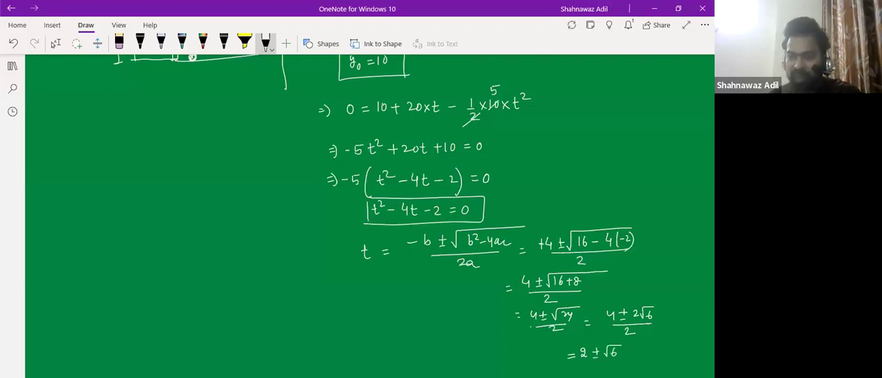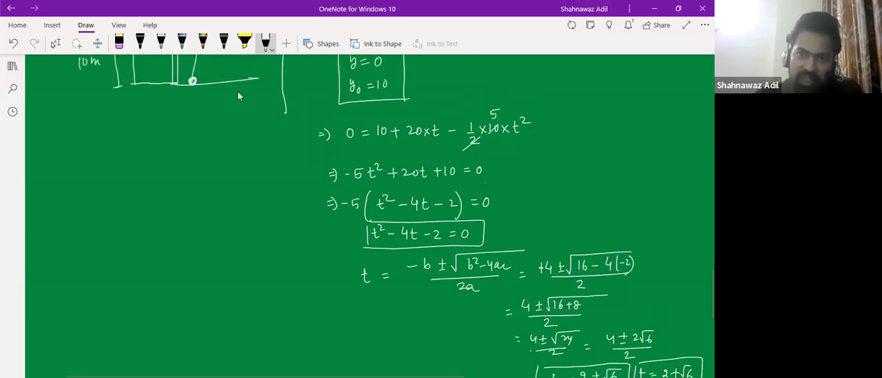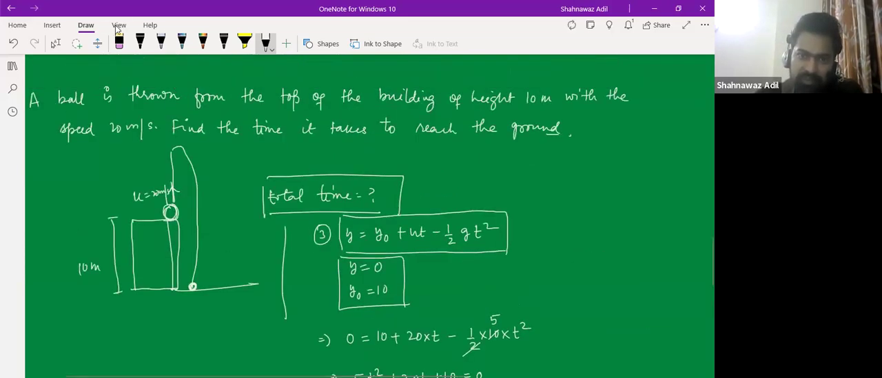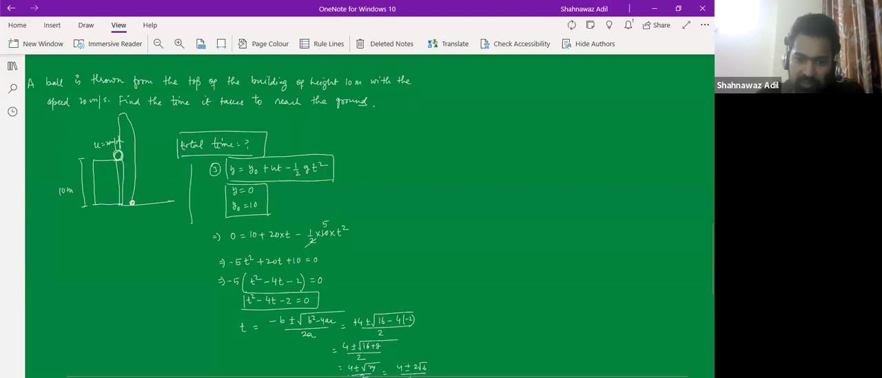Right. So these are the times that you will get. And you can't have the time which is negative. So the correct answer would be 2 plus root 6. Right. So these are the solutions. Is it clear? Yeah. Is this one clear?